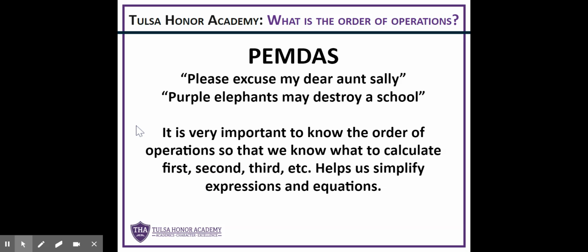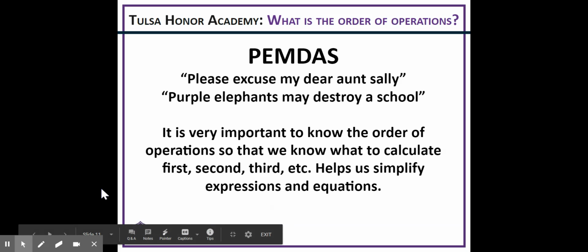So next we're going to move on to the order of operations. And something that helped me as a student to remember the order of operations is remembering PEMDAS. And you can also remember it by "Please excuse my dear Aunt Sally" or "Purple elephants may destroy the school." Order of operations is very important to know because we need to know what to calculate first, second, third, etc. And it helps us simplify expressions and equations.